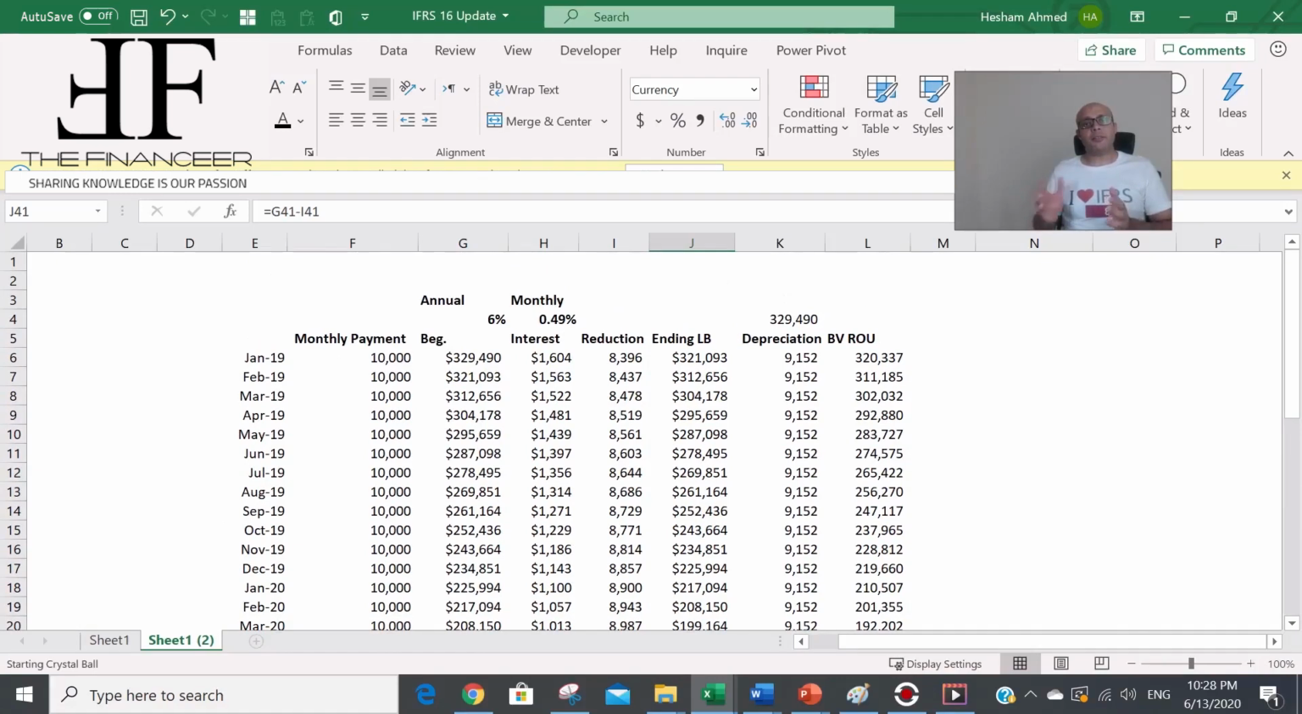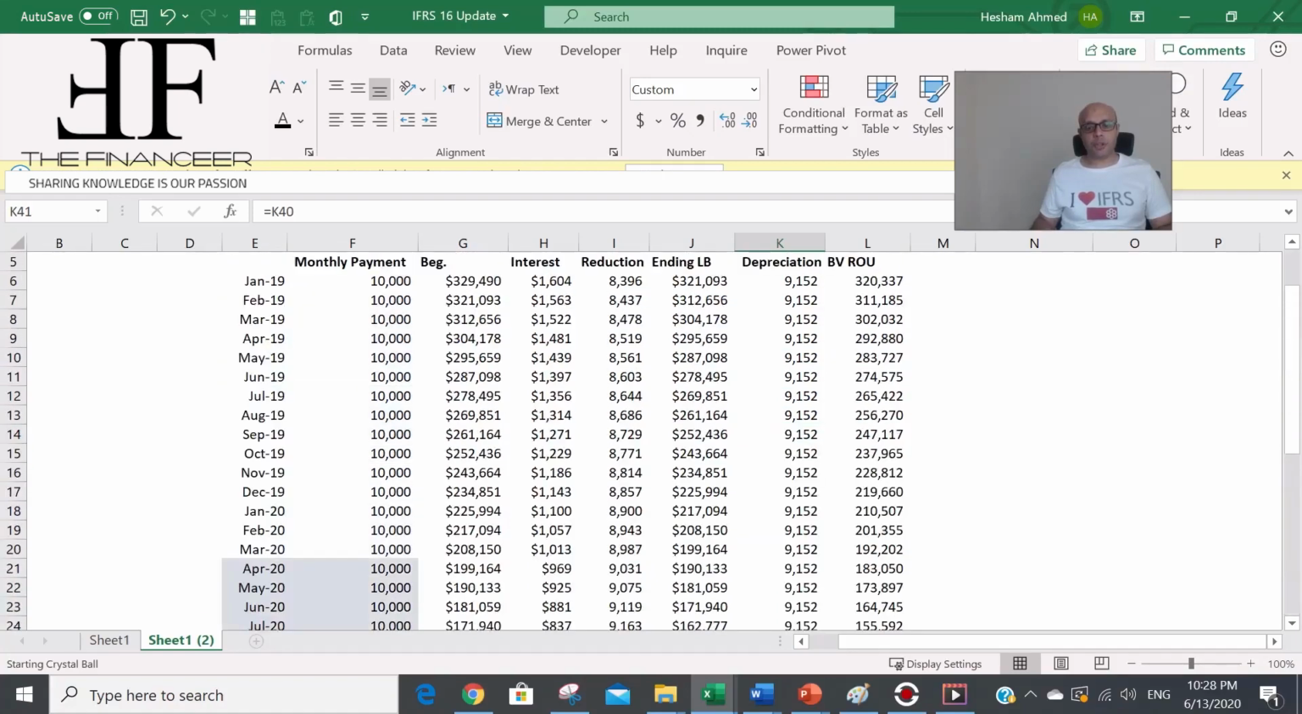Then on the other side, you have to recognize an asset in your balance sheet related to this lease contract, and this asset is called right of use. Right of use assets will be equal to the value of the lease liability in this case, because I don't have any initial direct cost, and this will be the beginning value of the right of use. And you have to calculate depreciation each month simply by dividing this beginning balance of the right of use over the 36 months. So this will be the monthly depreciation.